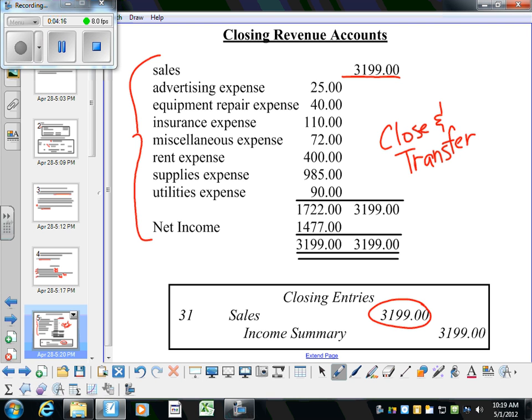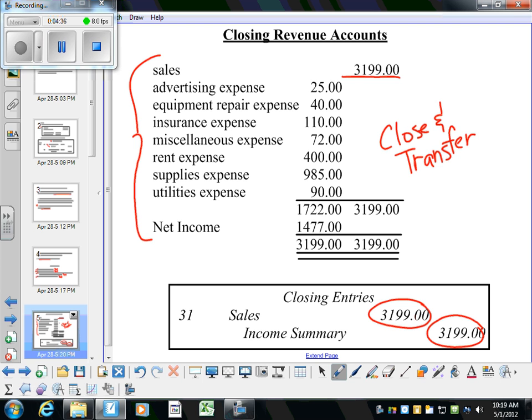So we've taken care of the closing part. We now need to transfer. So we don't want to forget about those sales by just closing them. We want to transfer it. And the place that you're going to transfer it is to your income summary. So you're going to have a credit of $3,199.